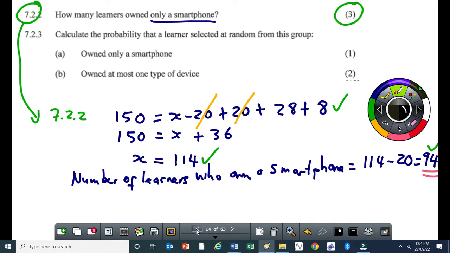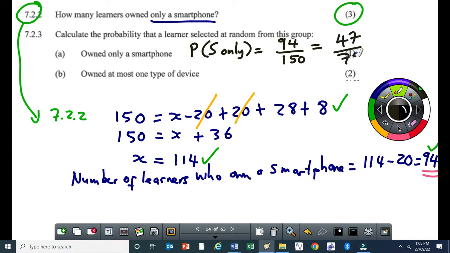Let's answer the question. So the first, 7.23, says calculate the probability, right? That a learner selected at random from this book owned only a smartphone. Now this one is very simple. It will be P(S only). We know that they are 94 over what? 150. What would be the answer in simplest form? 94 over 150 is 47 over 75.